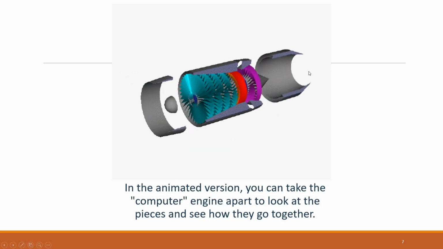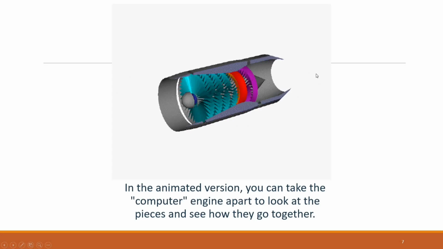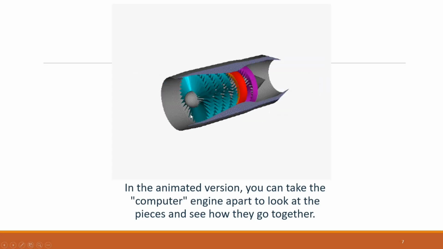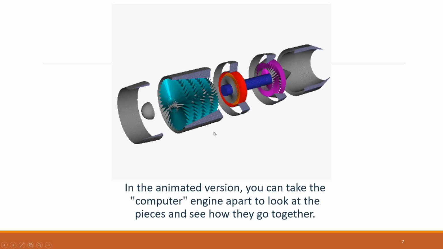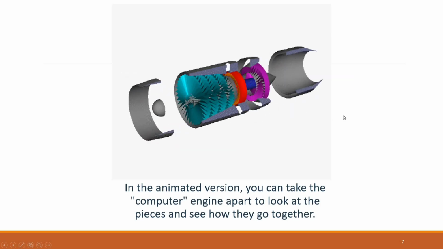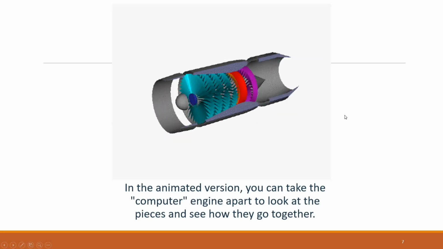Finally, the exhaust nozzle accelerates the remaining exhaust gases and directs them out of the engine to produce thrust. By viewing these parts separately in the animation, it becomes easier to understand the purpose of each section and how they combine to form a working turbojet engine.